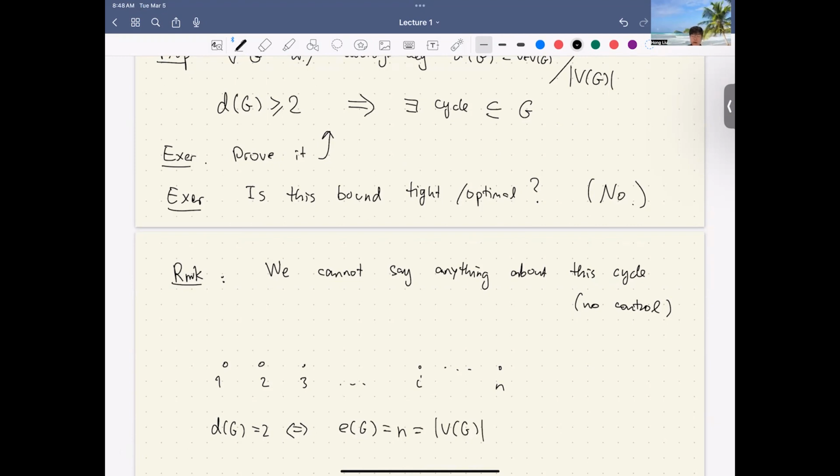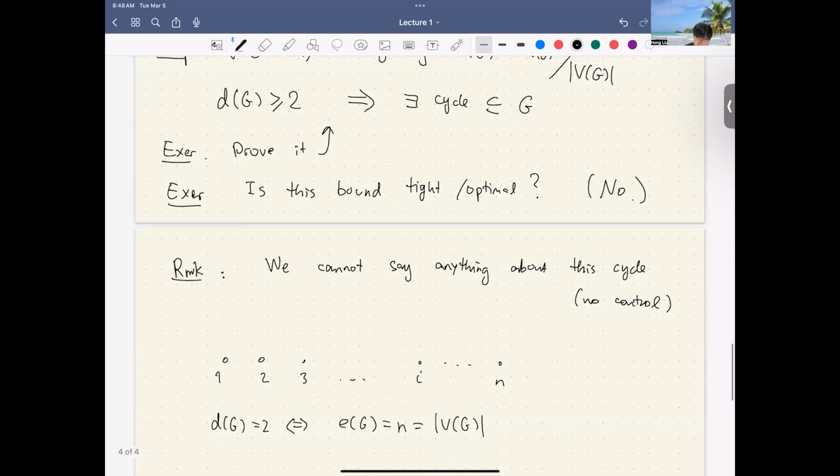What do I mean by, if all we know is the average degree is at least 2, we have zero control over how long the cycle can be? Because the graph can simply look like a path going all the way from 1 to n. How many blue edges? You have n minus 1 blue edges. And then you could have an edge as short as 1, 3. Then it has n edges.